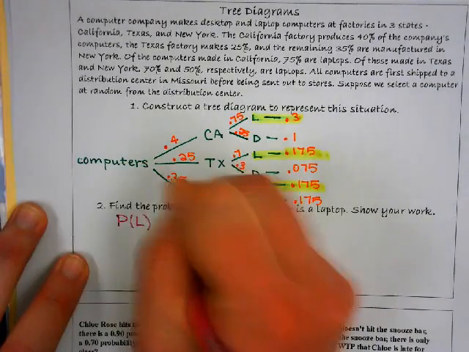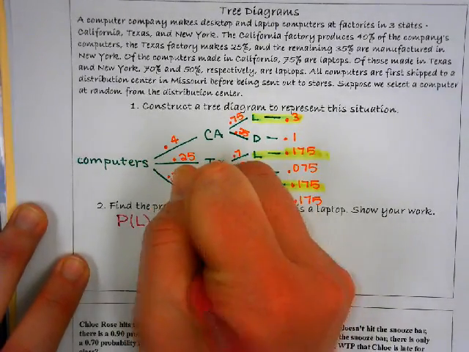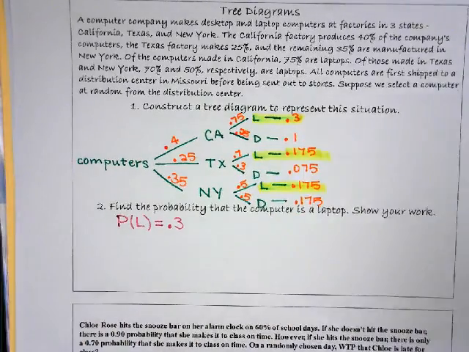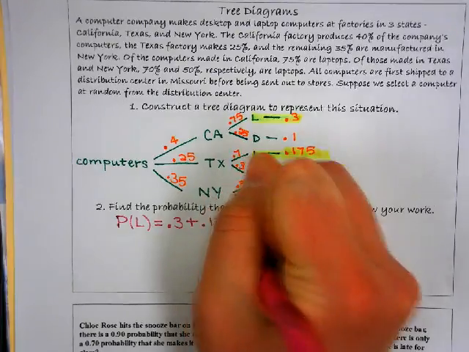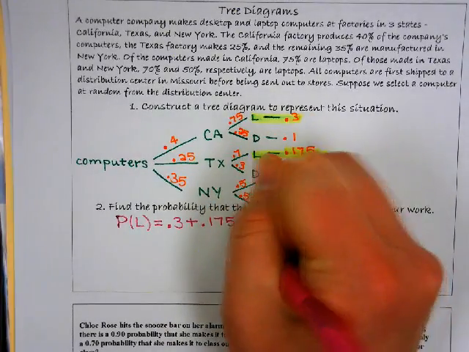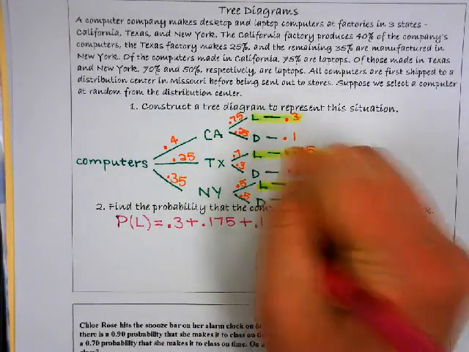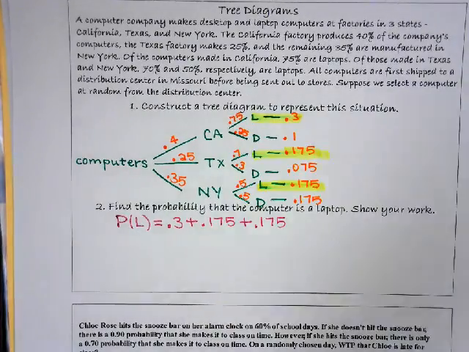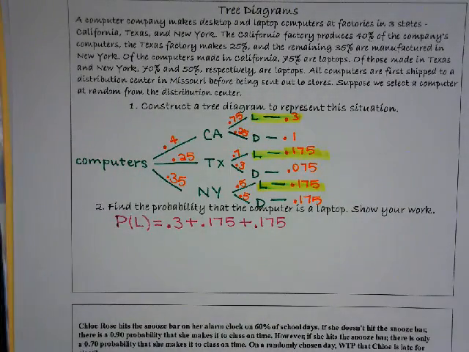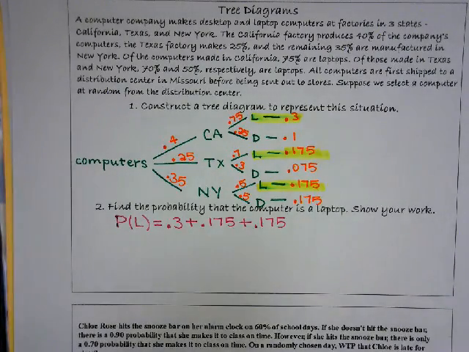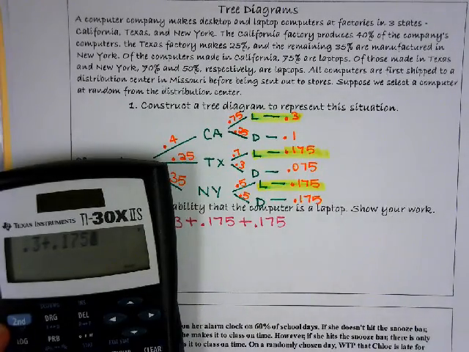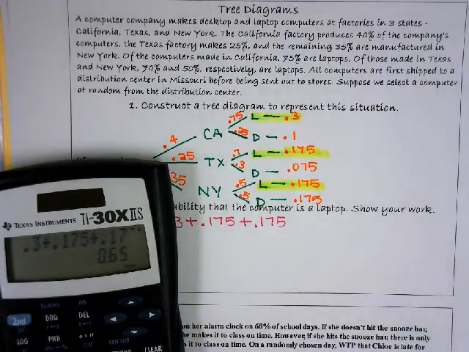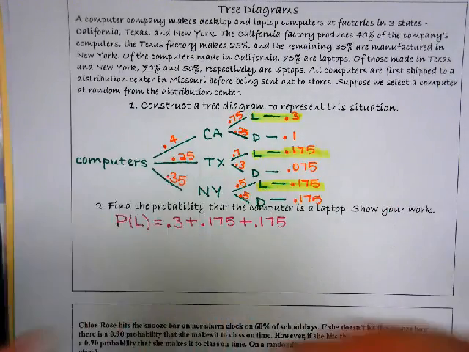So 0.3 chance it's a laptop in California, 0.175 chance it's a laptop in Texas, and 0.175 chance that it was a laptop made in New York. 0.3 plus 0.175 plus 0.175 is, excuse me, 0.65.